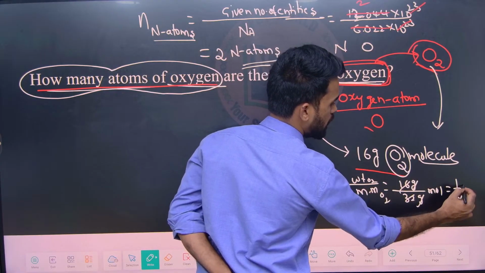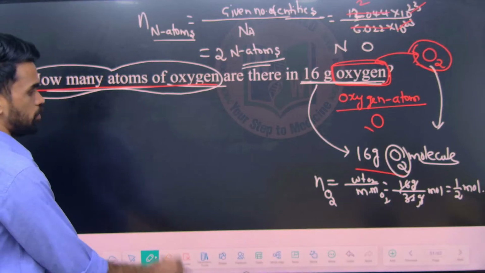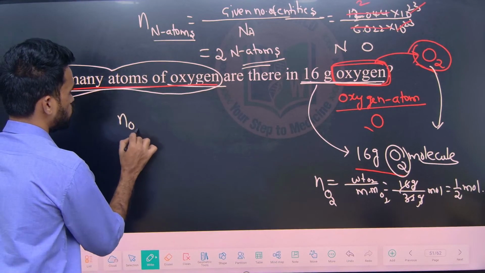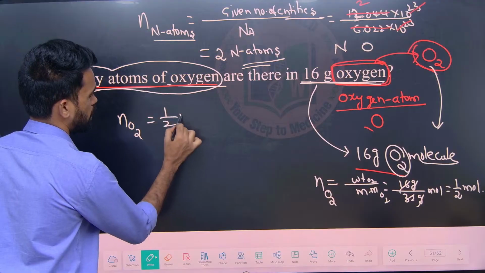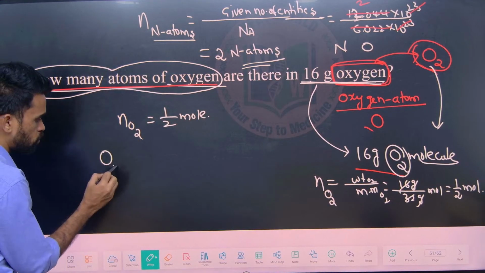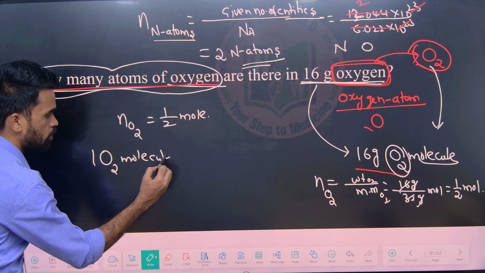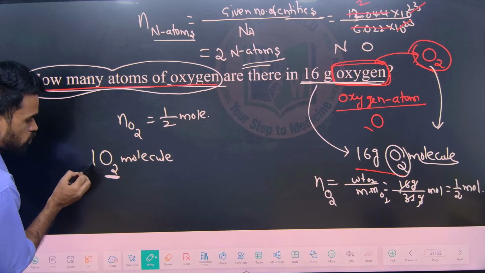How many moles did we get? Half mole of O2. Remember, the number of moles of O2 we got is half mole. This is fine, keep it aside. Now if I say one O2 molecule, how many oxygen atoms are there? So 1 into 2.